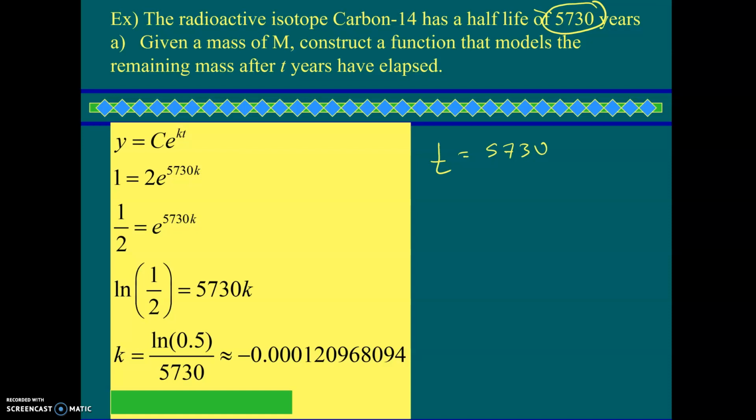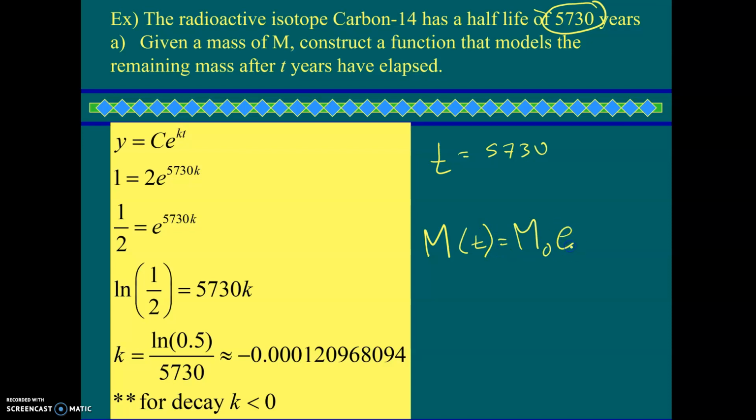Now notice that k is negative, which should make sense because it's a decay problem. So my function is going to be decreasing. Okay, so then when I want to write my equation, I would say m of t is equal to m naught times e to the, I'm just going to write k as an exact amount, ln of 0.5 over 5730 t. Okay, where m naught represents my initial amount, whatever. I'm cheating a little bit.